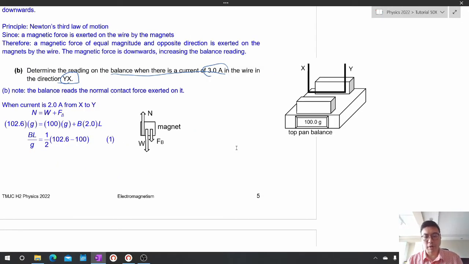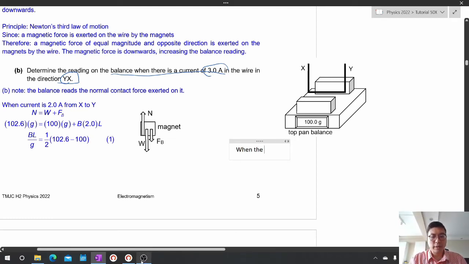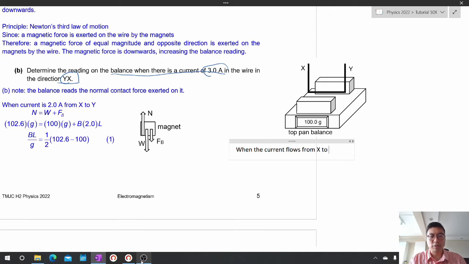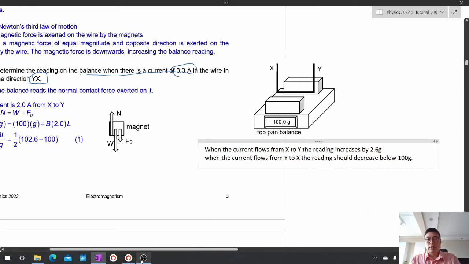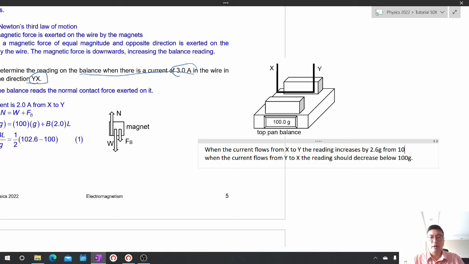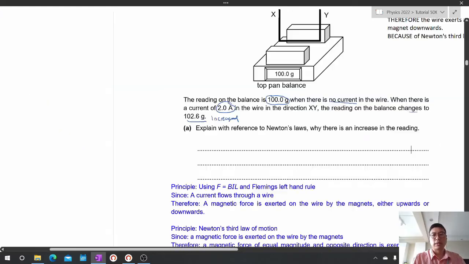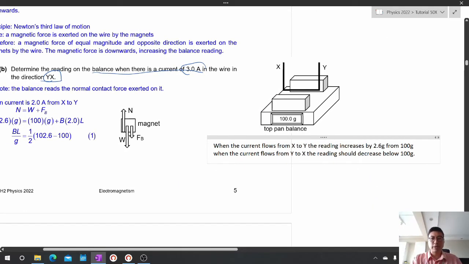First of all, let's use some logic. When the current flows from X to Y, the reading increases by 2.6 grams. So when the current flows from Y to X, the reading should decrease, going below 100 grams, isn't it? When you move the current in one direction, it pushes the magnet down and increases the reading from 100 grams to 102.6 grams. So when the current flows from Y to X, the reading should decrease.